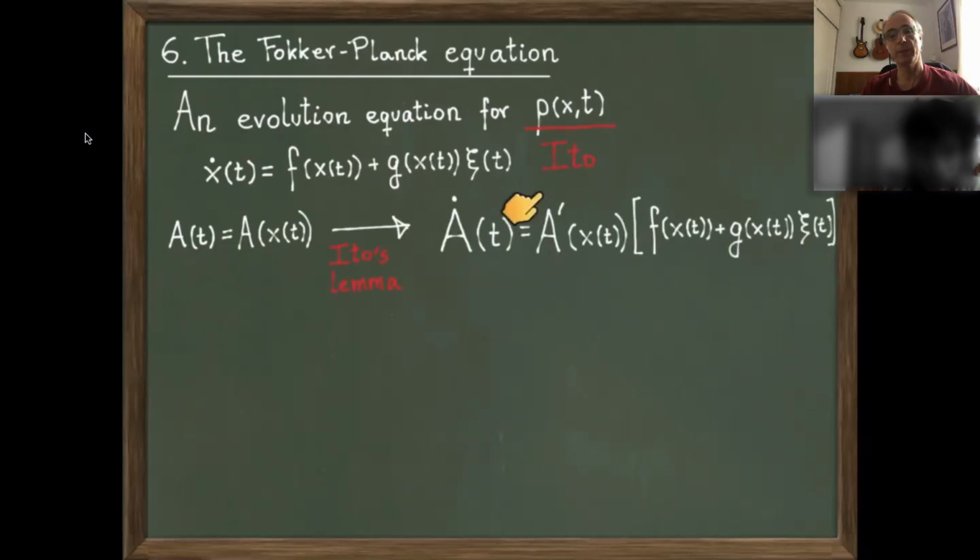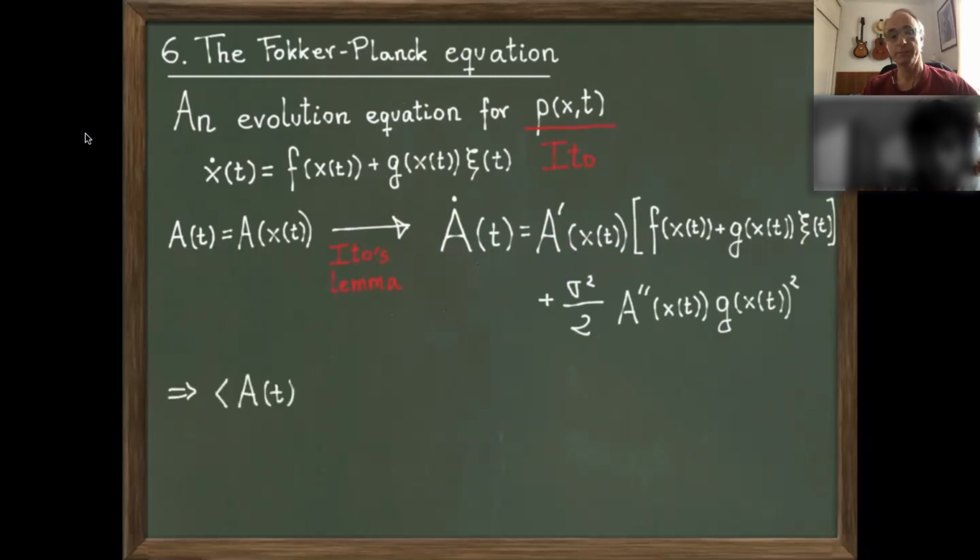Okay, I will denote with prime the derivative with respect to X, and with dot the derivative with respect to t. So A dot is the derivative of A with respect to X times X dot plus the Ito term. And the Ito term, remember, is the second derivative times G squared. And that's it. This is the change of variable.